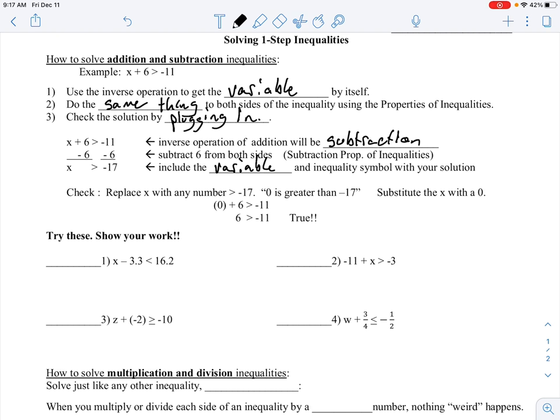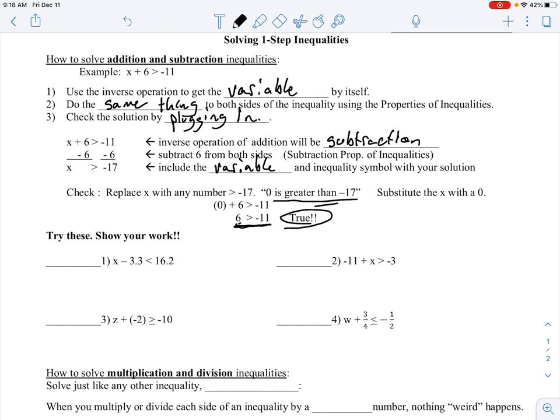To check, we can replace x with any number that is bigger, in this case, than negative 17. We will pick values that are easy to check. 0 is very easy to check, and we know that 0 is greater than negative 17. So we plug in 0 for x, and 0 plus 6 is 6, and 6 ends up being bigger than negative 11, so we know that this is true.